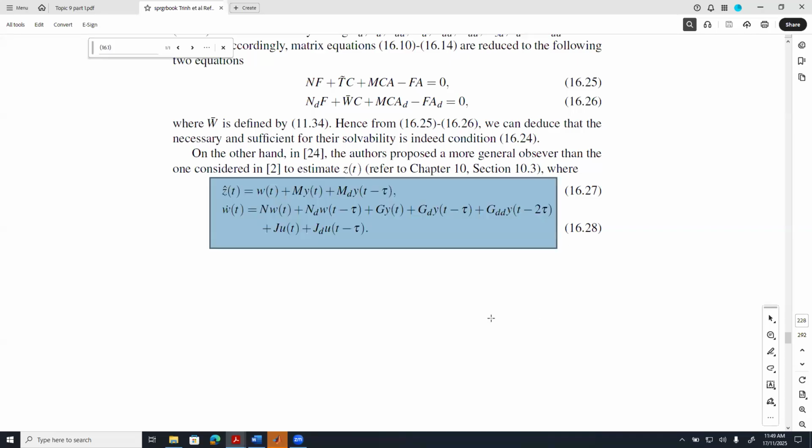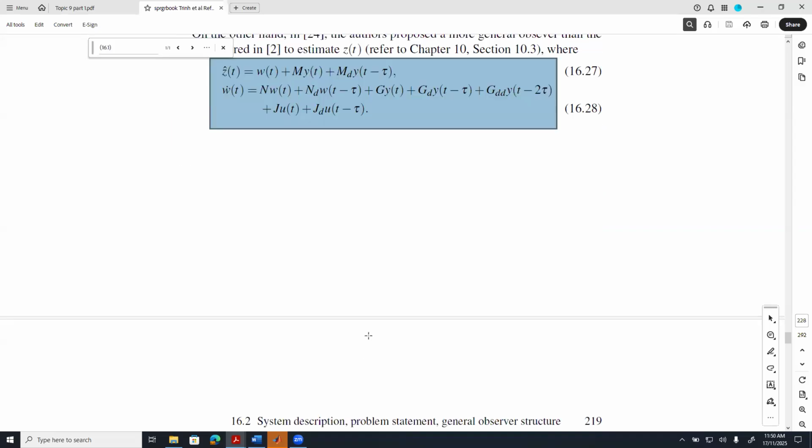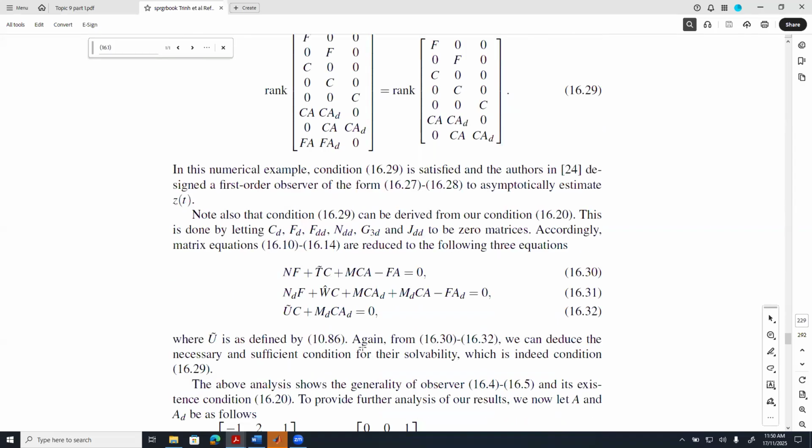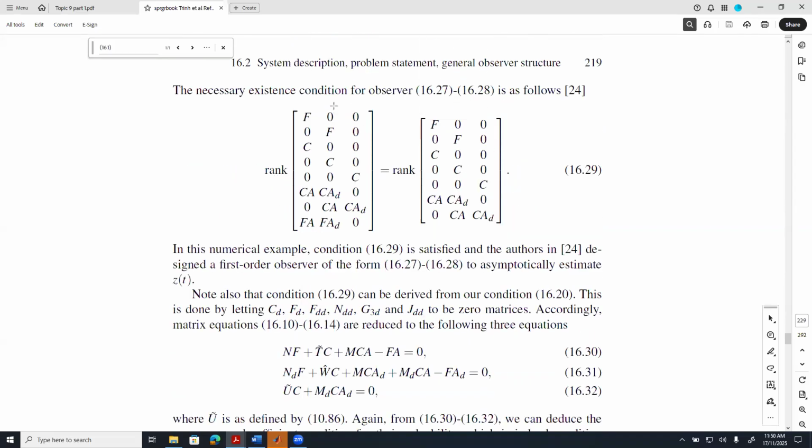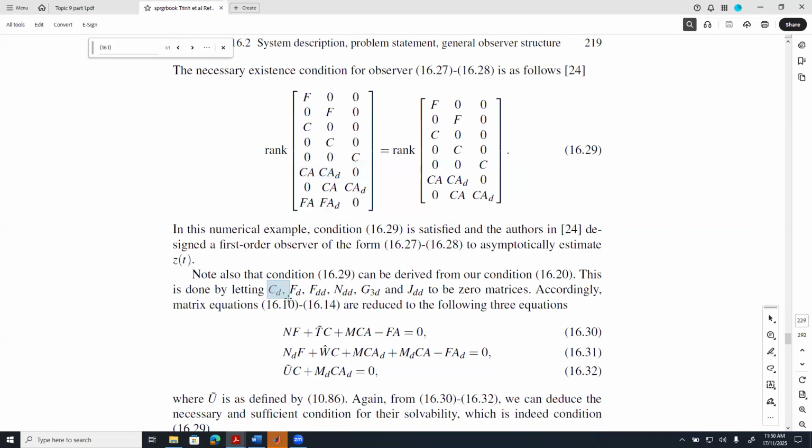Okay, and what we would like to show in here is, if we look at this structure, then we can actually obtain the existence condition exactly the one given in here. And this is basically letting CD equal to 0, because the authors in reference 24 did not consider the case where CD is non-zero. So that was for the case CD equal to 0, FD and FDD equal to 0. But they did not discuss the case where NDD is non-zero.